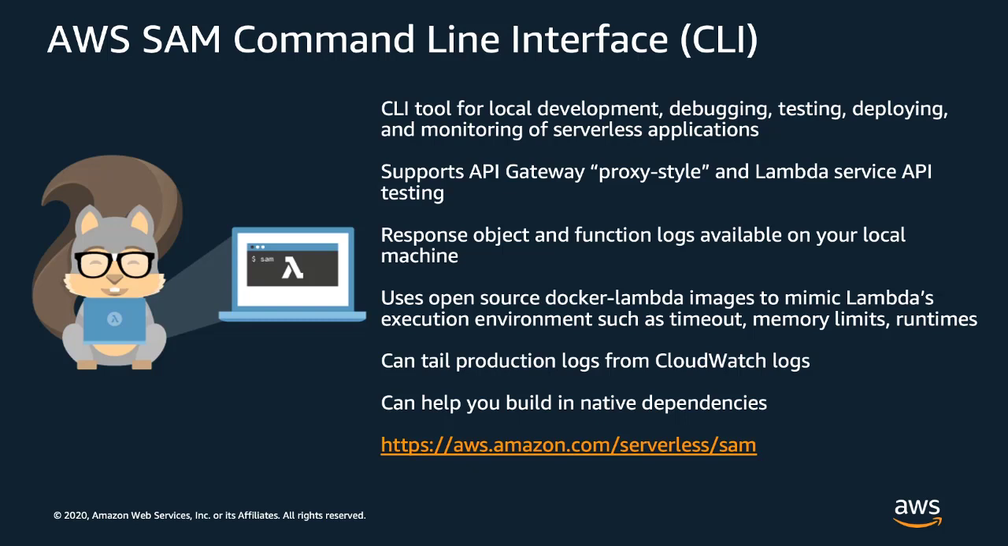You can also connect directly to CloudWatch to get logs from live in production Lambda functions. It uses an open source Docker Lambda image that's actually managed by AWS now to mimic Lambda's execution environment. It can help you build in native dependencies. And here's a link to it, aws.amazon.com serverless SAM. That's the overall link to SAM, but it'll link to SAM CLI as well.